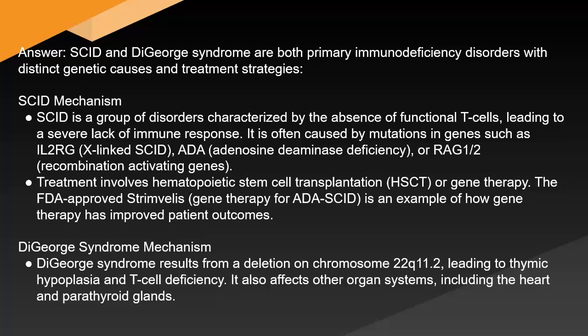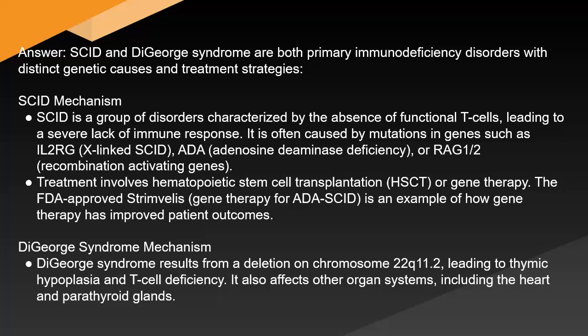SCID mechanism. SCID is a group of disorders characterized by the absence of functional T cells, leading to a severe lack of immune response. It is often caused by mutations in genes such as IL2RG (X-linked SCID), ADA (adenosine deaminase deficiency), or RAG1/2 (recombination activating genes). Treatment involves hematopoietic stem cell transplantation (HCT) or gene therapy. The FDA-approved Strimvelis gene therapy for ADA-SCID is an example of how gene therapy has improved patient outcomes.